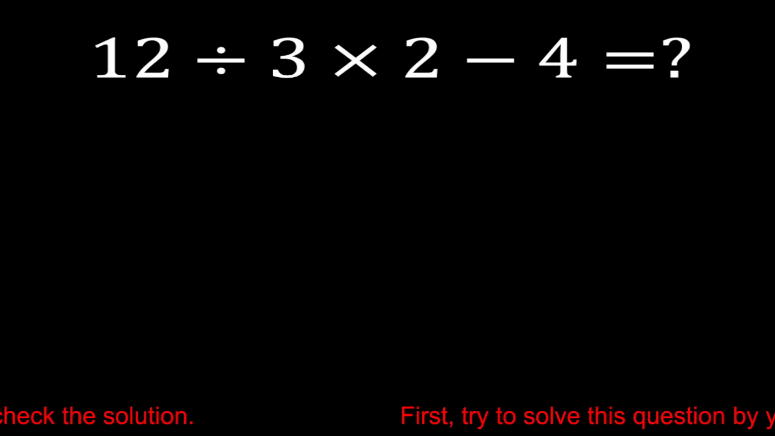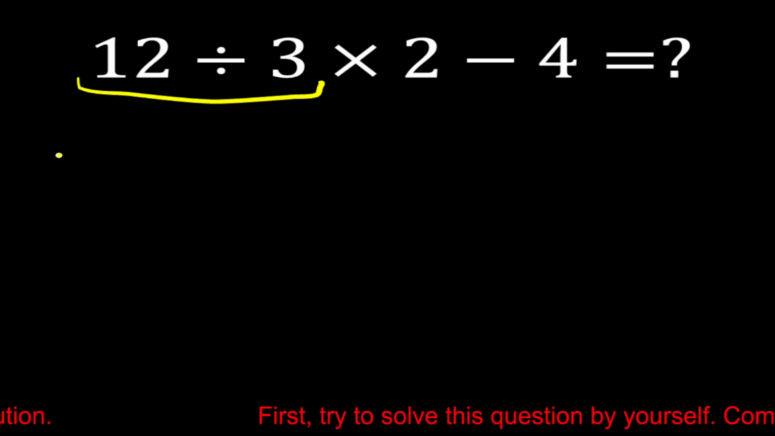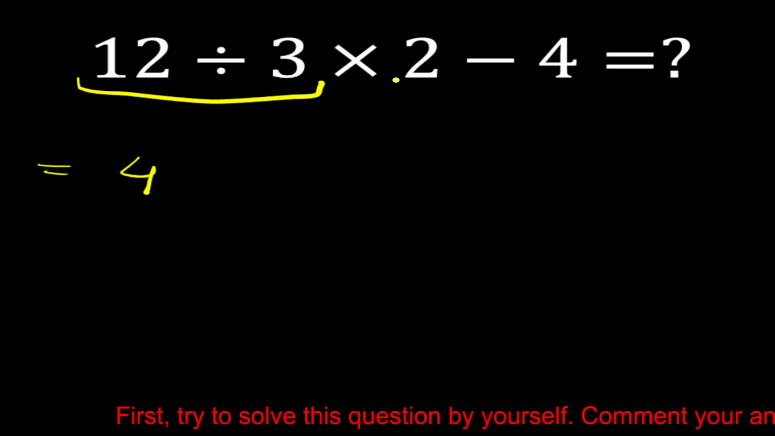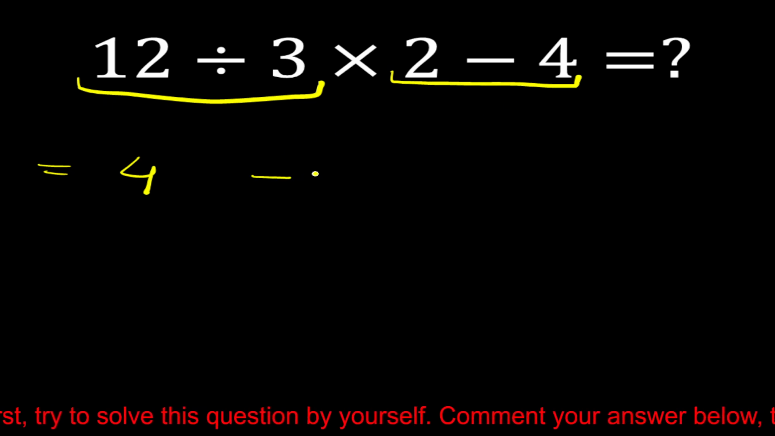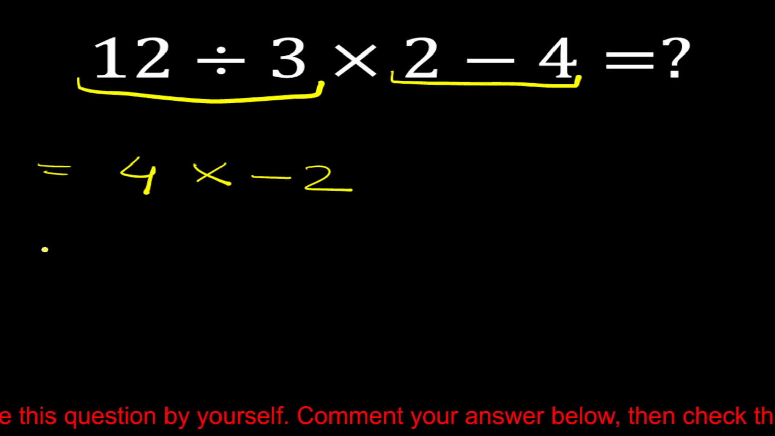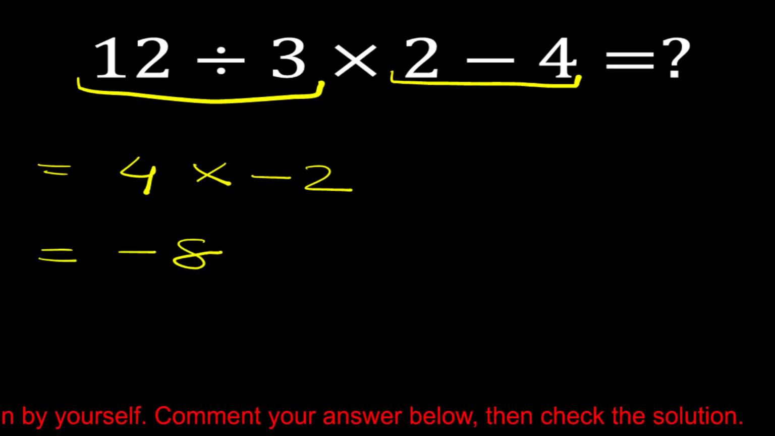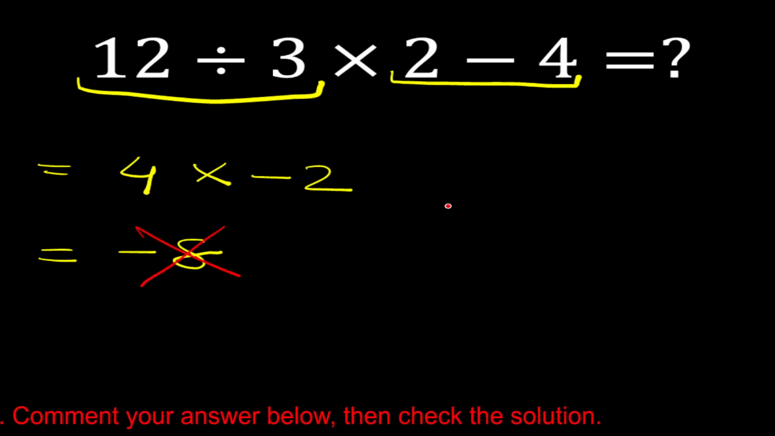So most people solve this question like 12 divide 3 is equal to 4. Then 2 minus 4 is equal to minus 2. Now 4 multiply minus 2 is equal to minus 8. But here they are wrong because this answer is completely wrong. This answer is not correct.